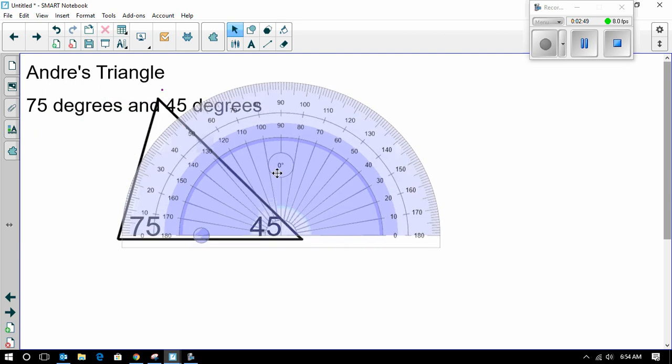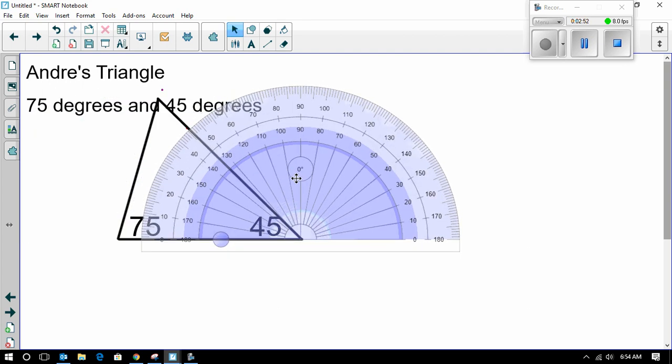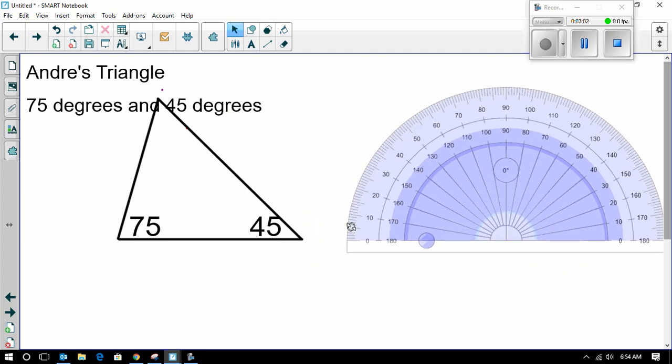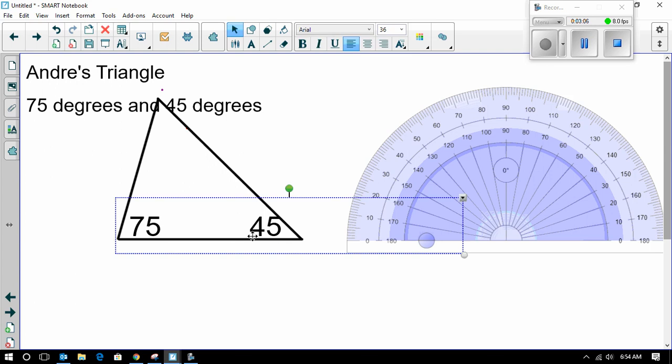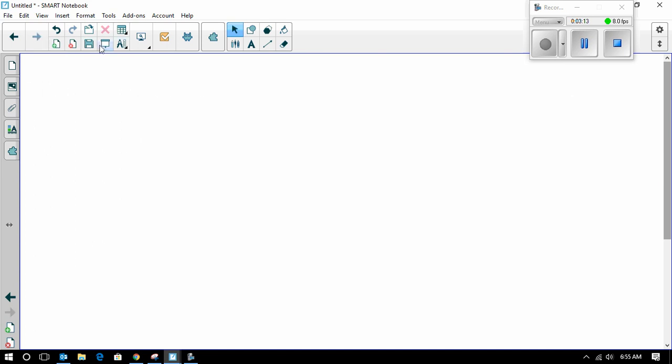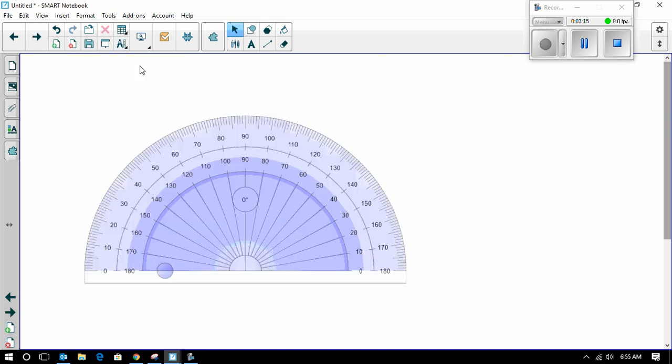I move it over here. And again, center of the protractor at the end of that segment. Here's my 0, go up, and that's about 45 degrees. So there I have that triangle. One thing I do want to say is that you can also make it a little bit smaller, or you can make it larger.